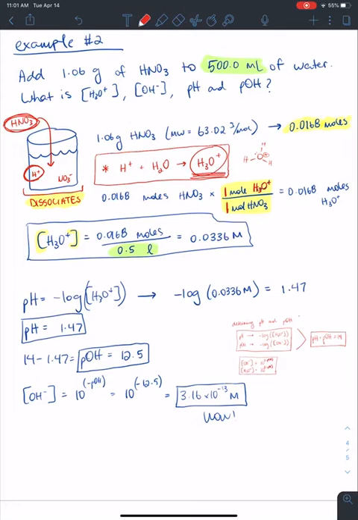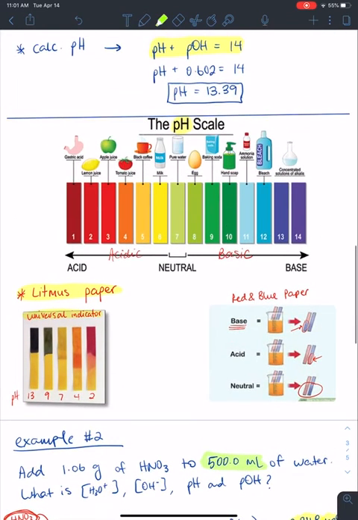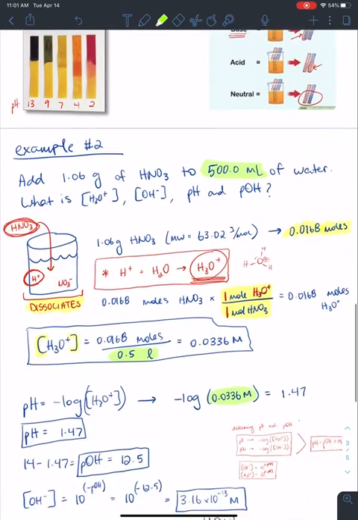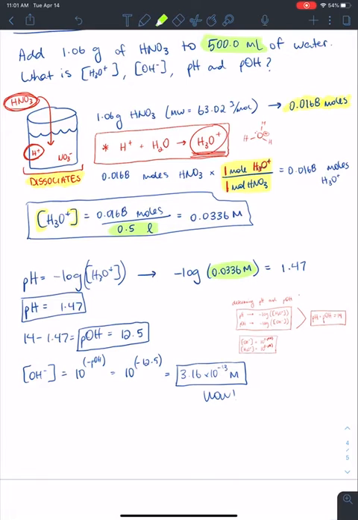To calculate pH then, we take the negative log of H3O+. So the negative log of 0.0336 is 1.47. So we have a pH of 1.47. I hope you see that that's pretty acidic. That's going to be somewhere in this area here. Okay, so we calculated pH. That's amazing. Now we can very easily calculate pOH because we remember that pH plus pOH in water is equal to 14. So we do 14 minus pH, we get 12.5.